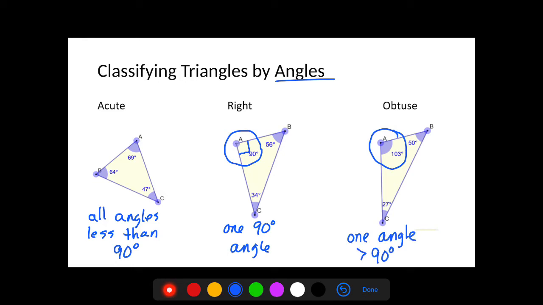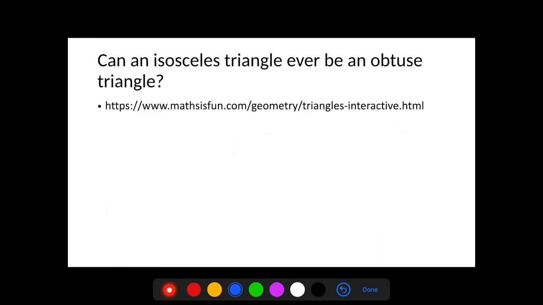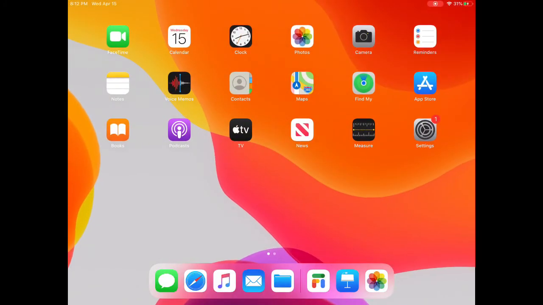So all of these are triangles, but as we get more sophisticated, we can talk about types of triangles, and then we can start to compare triangles to other triangles and see how these attributes can play together. We might ask the question, can an isosceles triangle ever be an obtuse triangle? So we're going to take a little field trip over to Math is Fun and play with an interactive triangle.